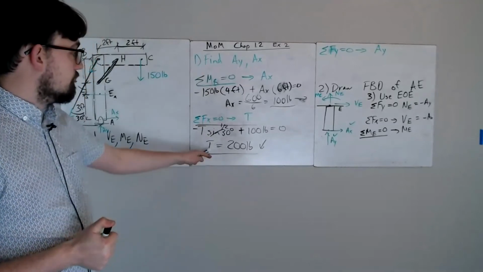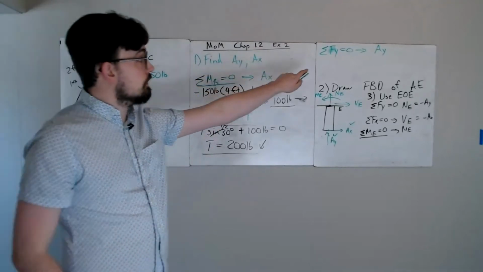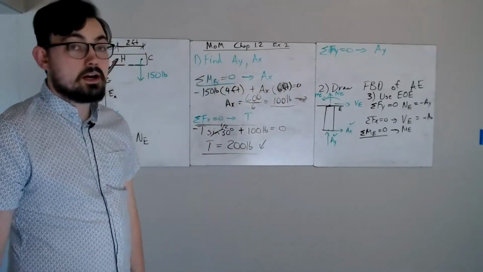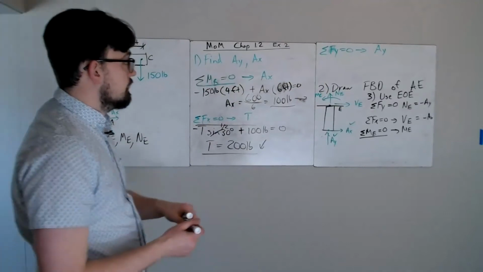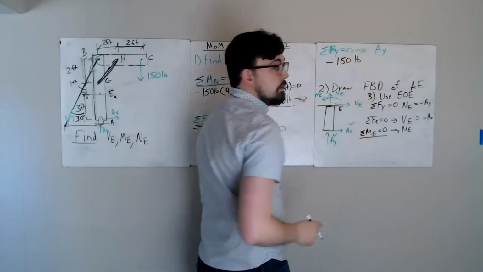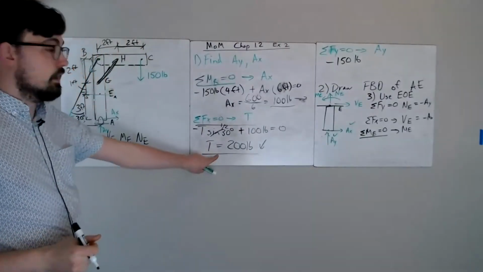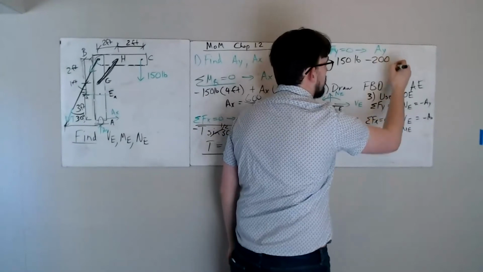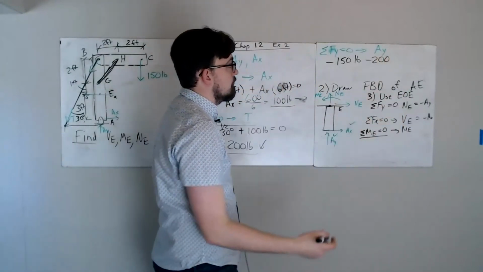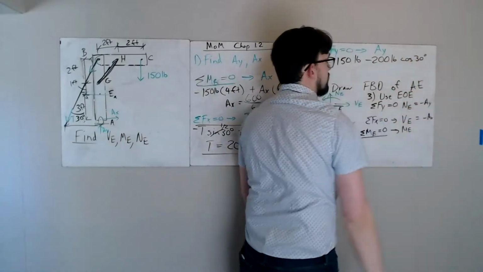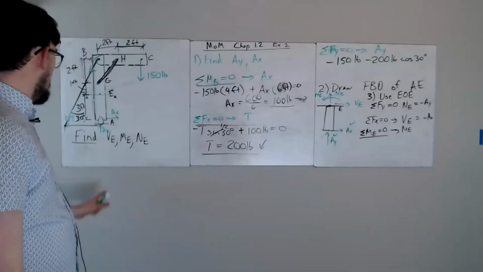All right, so now I know the tension. I can come over here and find out what AY is using sum of forces in the Y. In that case, I've got the negative 150 pounds of the bucket acting down. I've also got tension. That's also acting down, but not all of it. It's going to be 200 pounds, in this case, cosine of 30 degrees. And then I've also got AY.